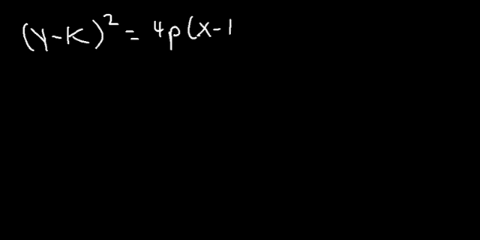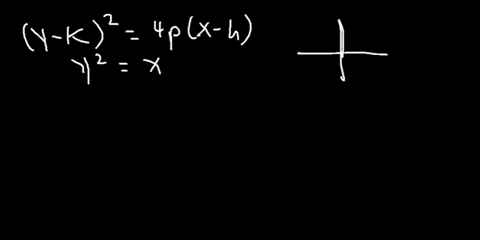Now, let's say if it's moved away or transformed or shifted away from the origin. These are the equations that you're going to need. Y minus k squared is equal to 4p times x minus h. So basically, this is the equation that's like y squared is equal to x, or x equals y squared. So this can open to the right or to the left. It opens to the right if p is positive or greater than 0. If p is negative, it opens towards the left.